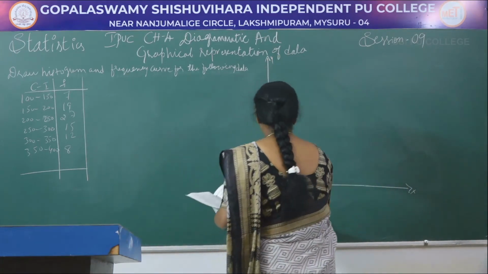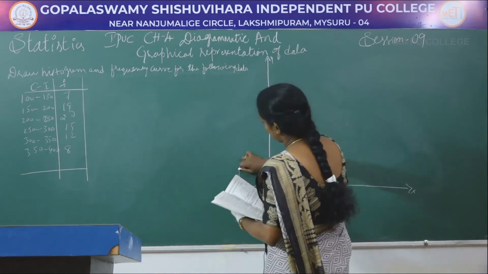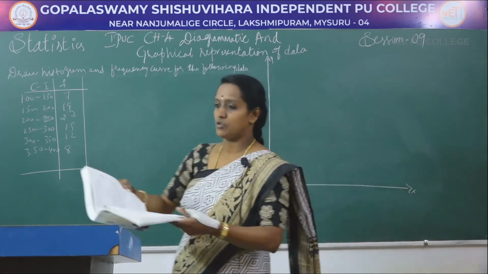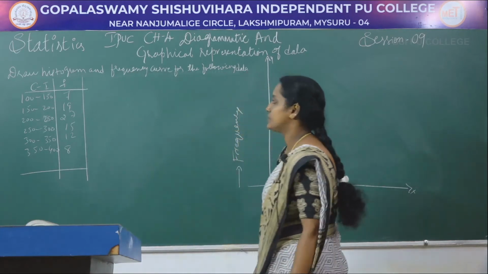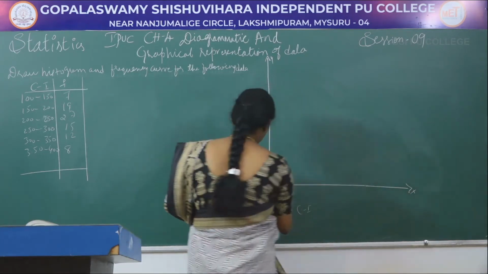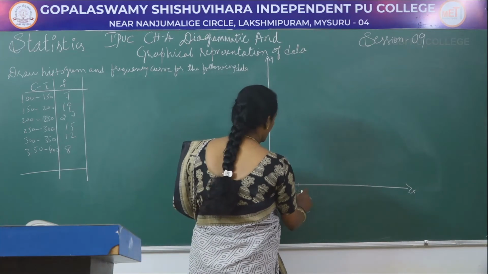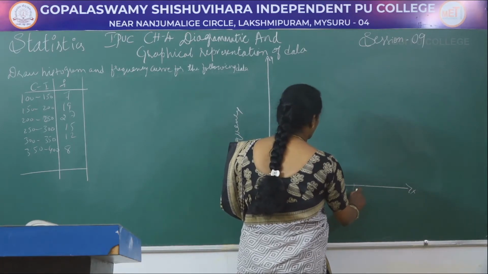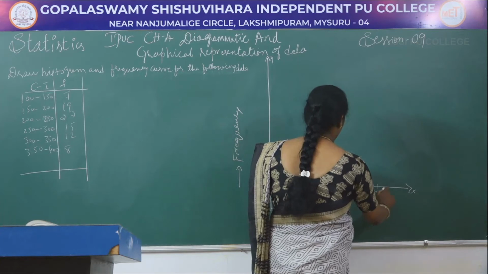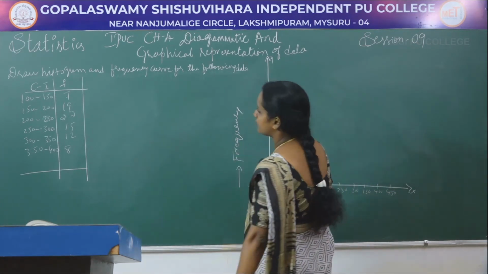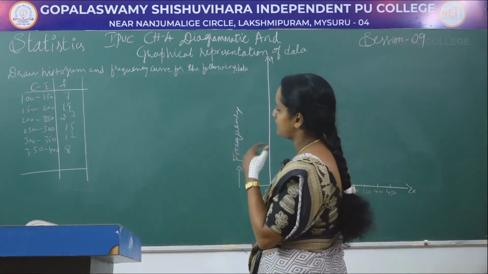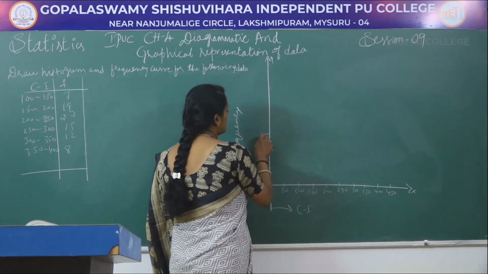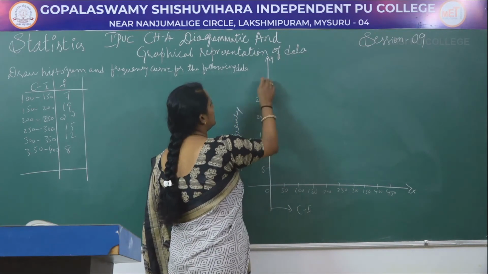X-axis, y-axis. In x-axis we will take the class interval. In y-axis this is frequency. Okay. So here in x-axis the class intervals will start from 100. So it will start from 0, 50, 100, 150, 200, 250, 300, 350, 400, 450. Okay. Next for frequencies, the lowest frequency is 7 and the highest is 27. So I will take 5, 10 like that. 5, 10, 15, 20, 25, 30.